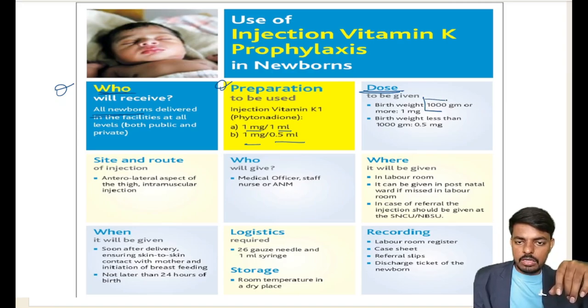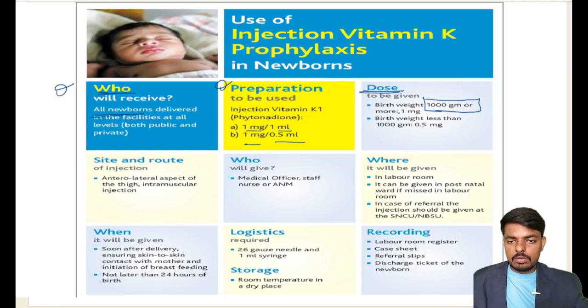If the weight of the baby is more than 1000 gram, we will give 1 mg of vitamin K, that is 1 ml of vitamin K. Very important, you have to focus on the mg, not the ml. While giving vitamin K, you have to see the vial.